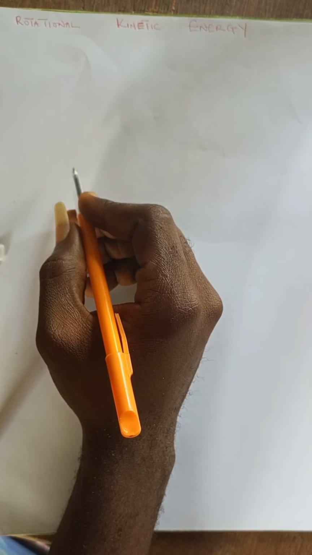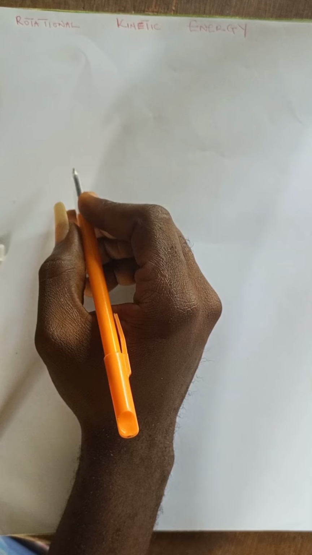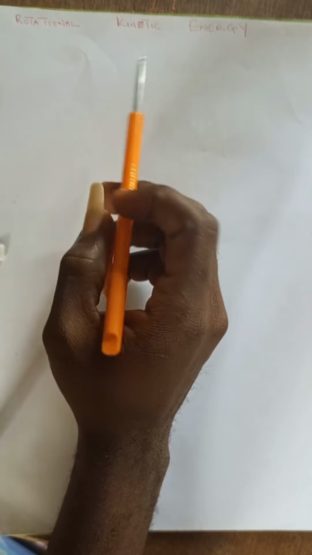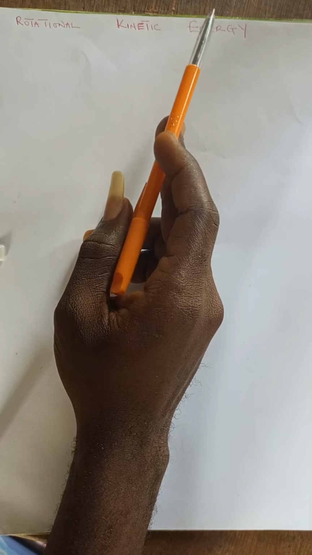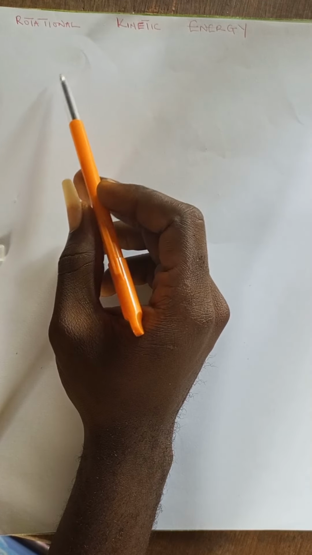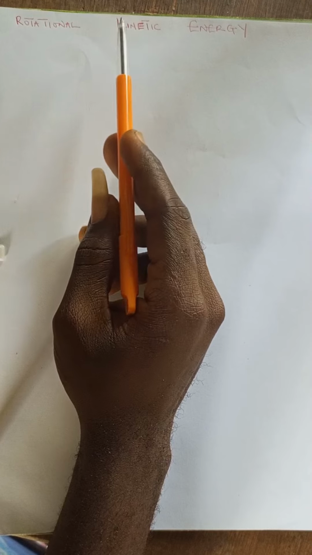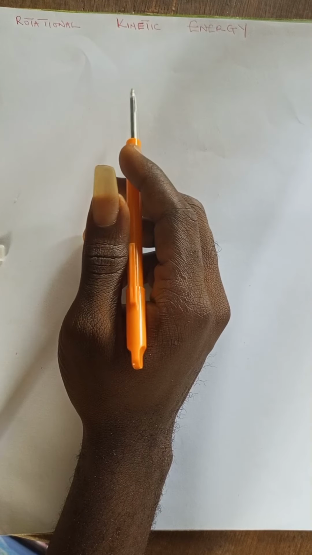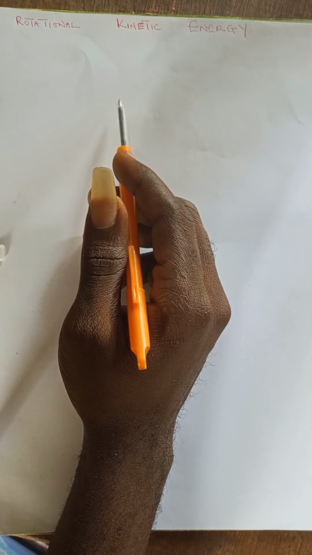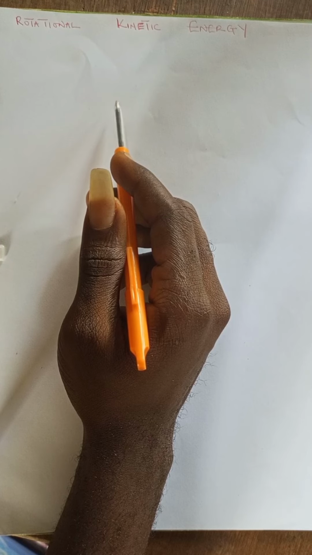Now, before we look at the topic as a whole, we need to first of all know what energy is. Then we will think of what kinetic energy is. Then we will also look at rotational kinetic energy. So we go look at those three terms first before we go dig into what the three as a whole mean and the formula wey we fit take use to solve them, how we go derive those formulas.